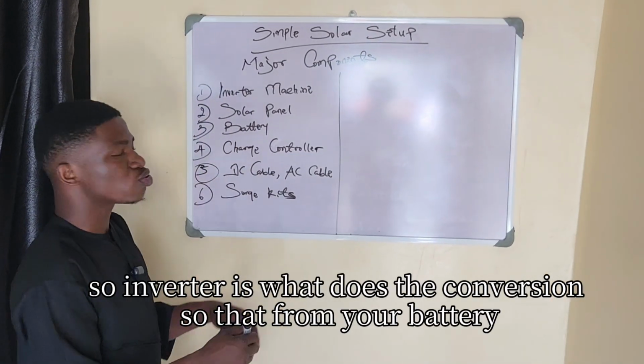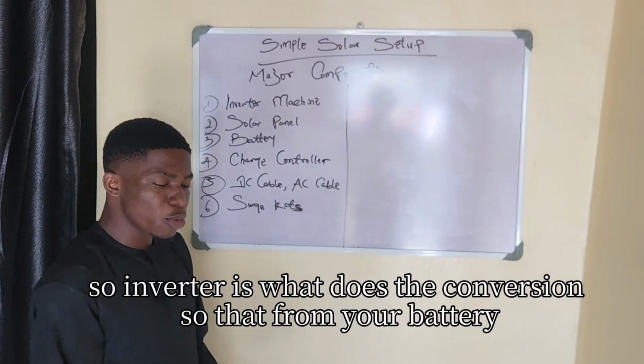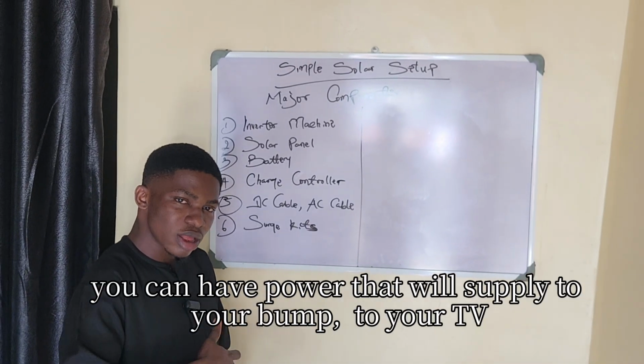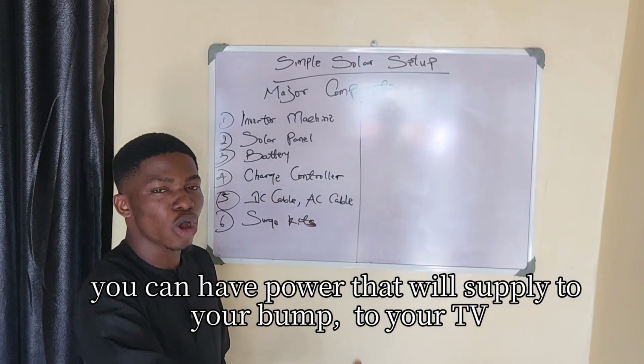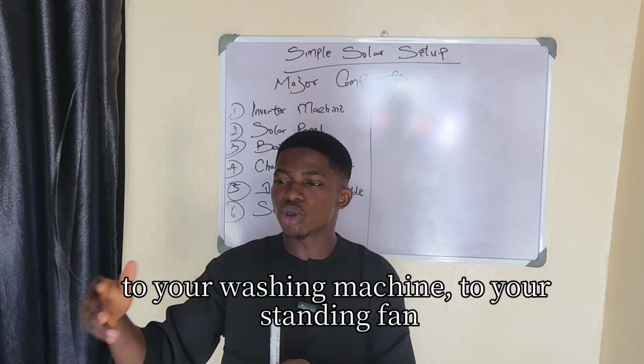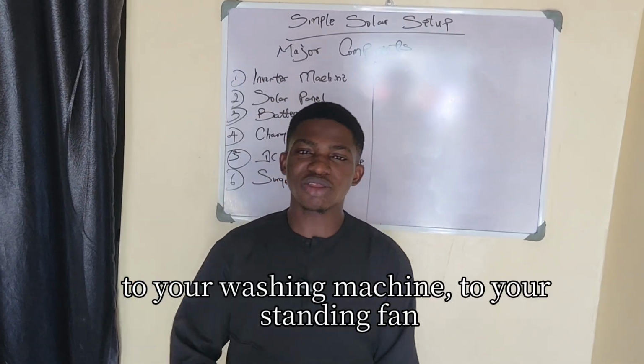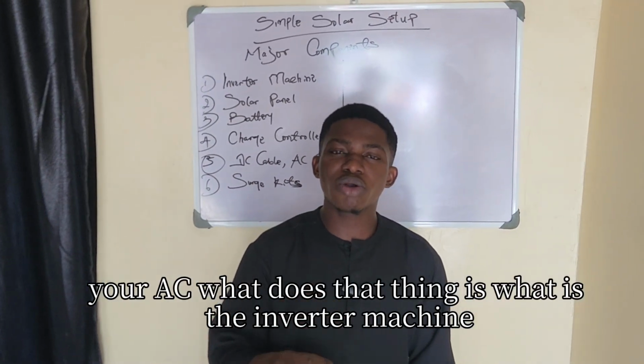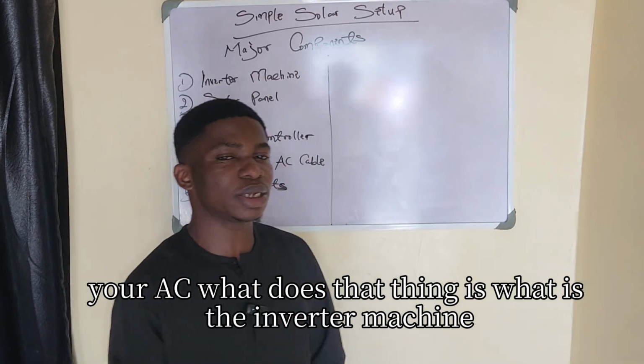So the inverter is what does the conversion, so that from your battery you can have power that will supply your bulb, your TV, your washing machine, your standing fan, all those things, your AC. That is what the inverter machine does.